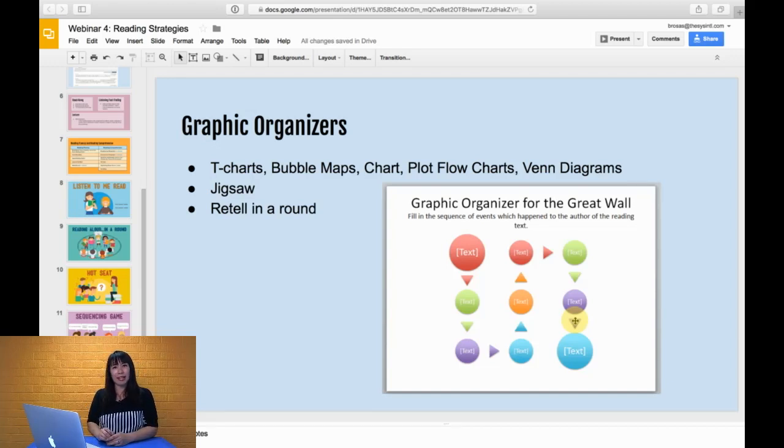So remember that in a round, you can have them use the graphic organizer to retell a story in a round. Okay, thank you, stop. Next person continue in a round, okay?